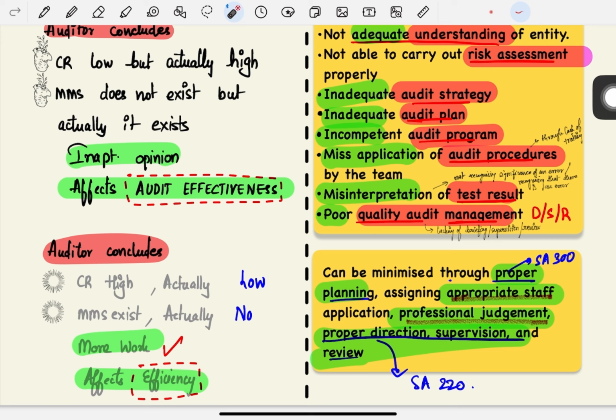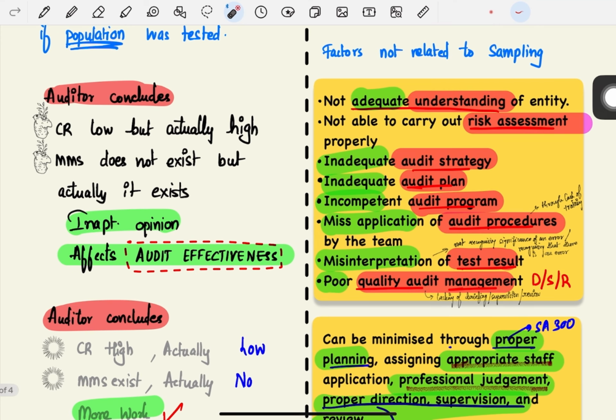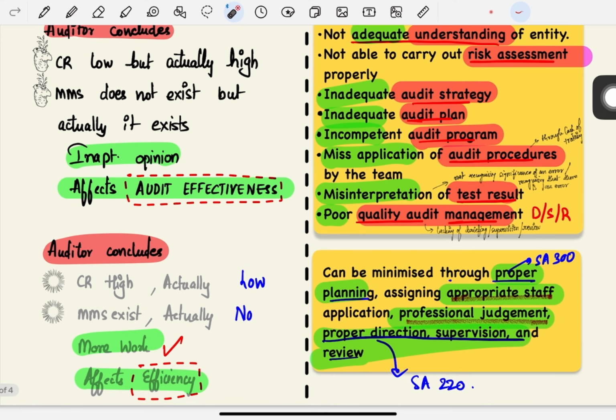So basically, if the auditor concludes based on that sample without applying it on the entire population, then whatever sample he has taken is not reliable. He is concluding based on the sample, but actually it is not there. So this will affect the efficiency of the auditor.